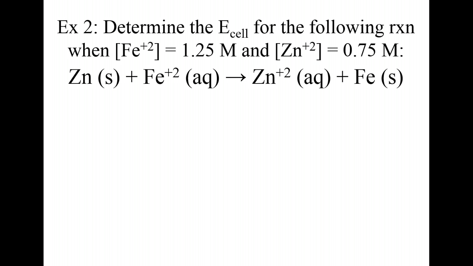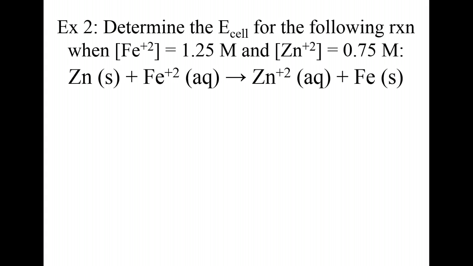It says, determine the E cell for the following reaction when the concentration of iron +2 is 1.25 molar and zinc +2 is 0.75 molar, and they give us a balanced equation. I want you to notice when you look at this problem the lack of a degree marker or standard indication on E cell. So whenever you see that in a problem and there's not a standard, we know that the concentrations are not 1 molar and we do need to use the Nernst equation.